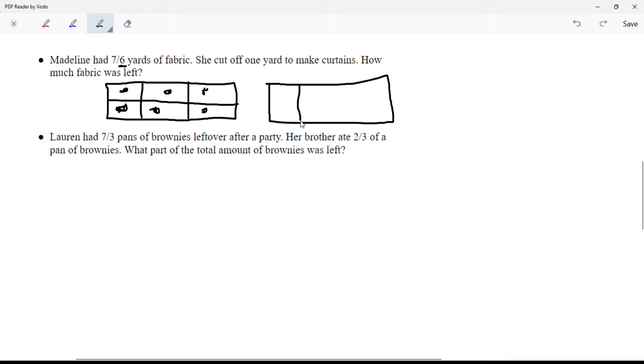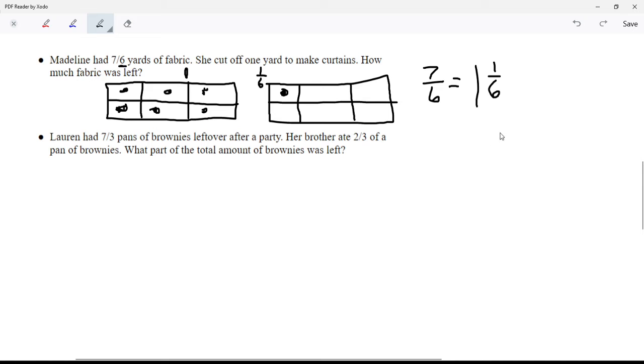And now we need to make a second yard. That would be 7, right? So 7/6, since we know that this is a full yard and this is 1/6 that we have here, it equals 1 and 1/6. So 1 whole and 1/6.